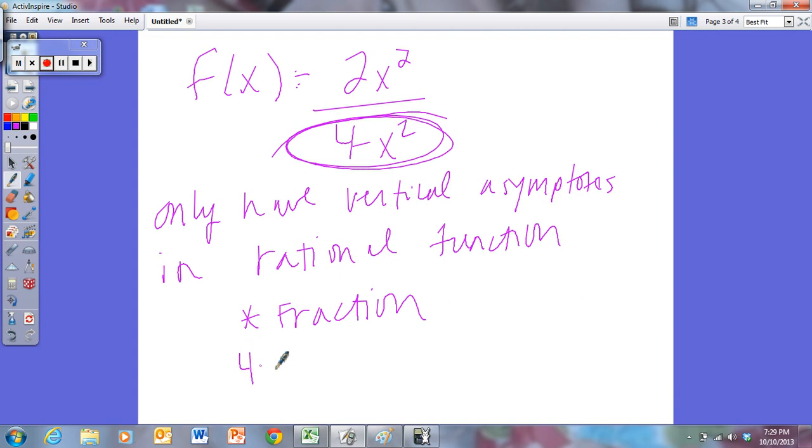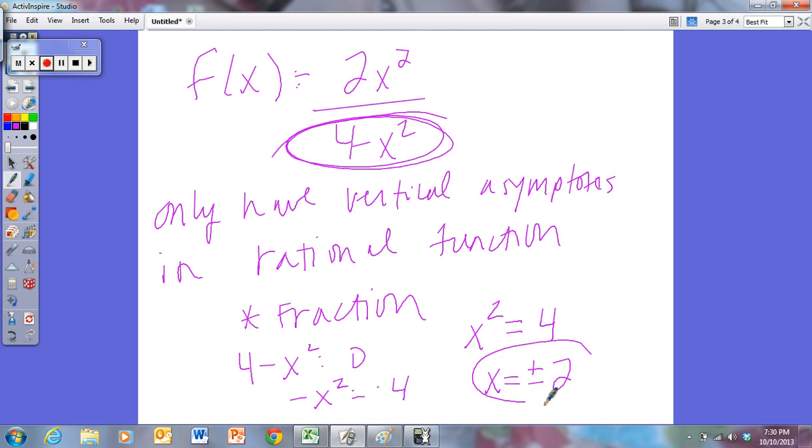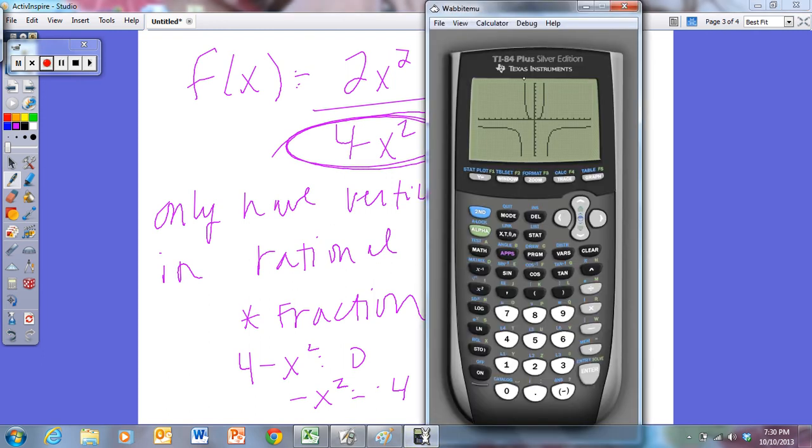So 4 minus x squared equals 0. Solve, so I'm going to subtract 4 from both sides. Divide by -1. And take the square root. Those are my two vertical asymptotes. Go back and look at the graph again. See how the line x equals -2? The graph approaches it but never touches it. And the line x equals +2. The graph approaches it but never touches it. Those are called vertical asymptotes.